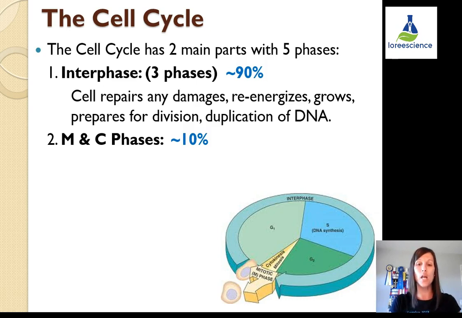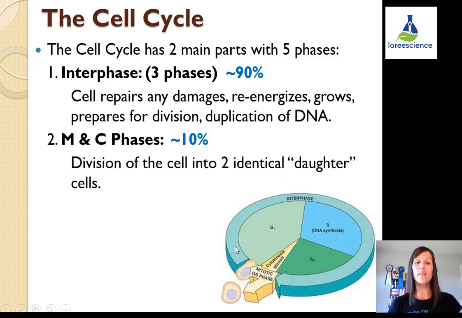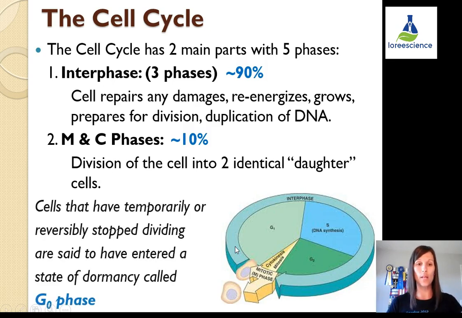The second major part are called the MNC phases, or mitosis and cytokinesis phases, and this accounts for 10% of the time. This is the actual cell division portion, so this little slice of our pie down here. This is when the cell actually goes from one becoming two daughter cells or new cells.